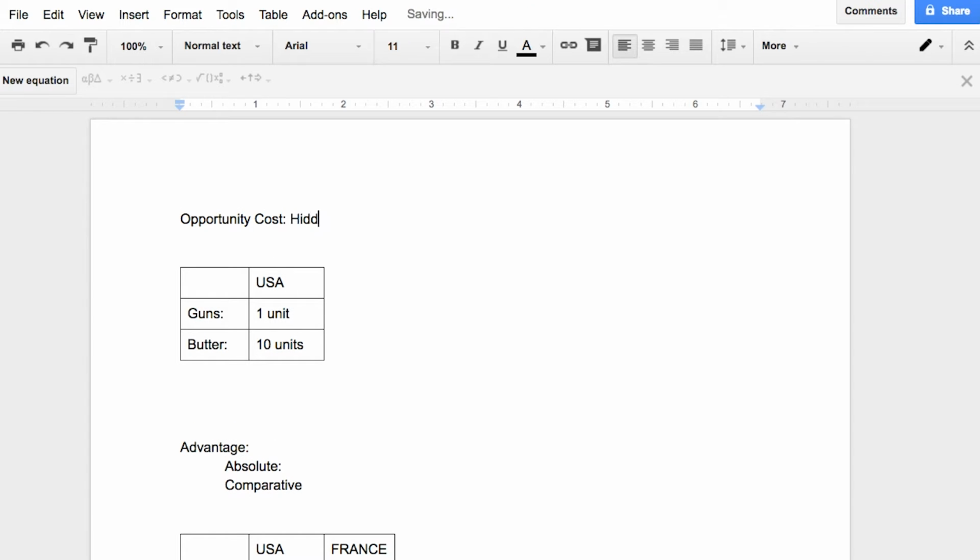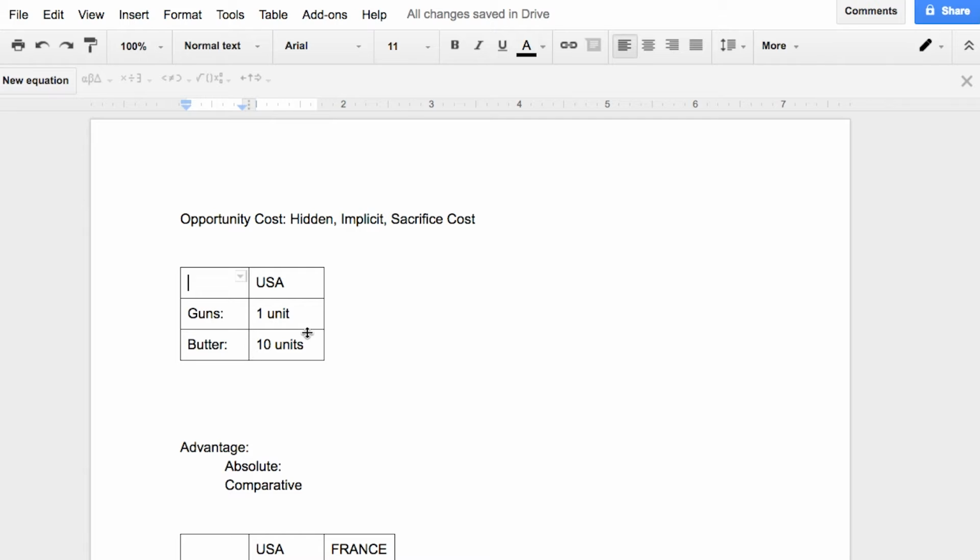Opportunity cost is a hidden, implicit sacrifice cost. So it's the cost that exists when you sacrifice one thing to do another. So let's take a look at this little table that I made here. This is the production output for the USA, and the USA can choose to either produce guns or butter.